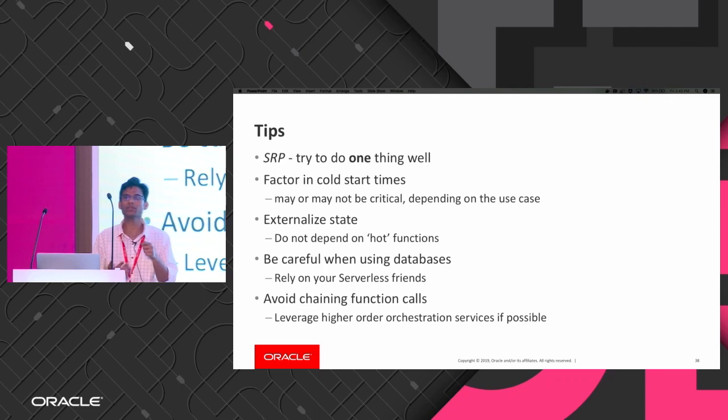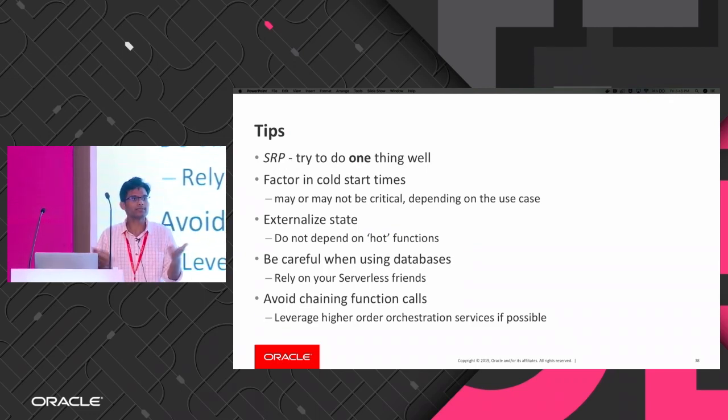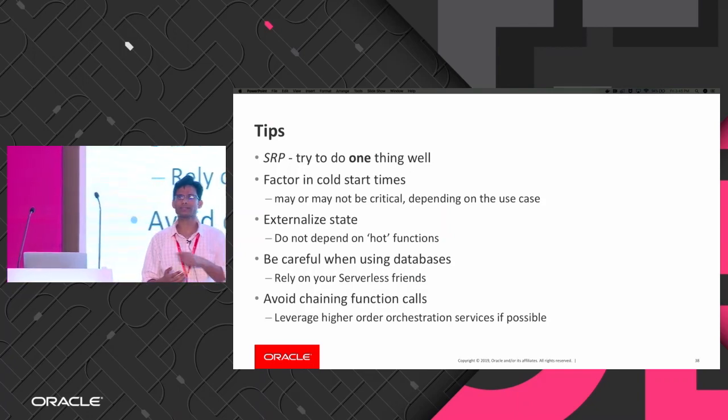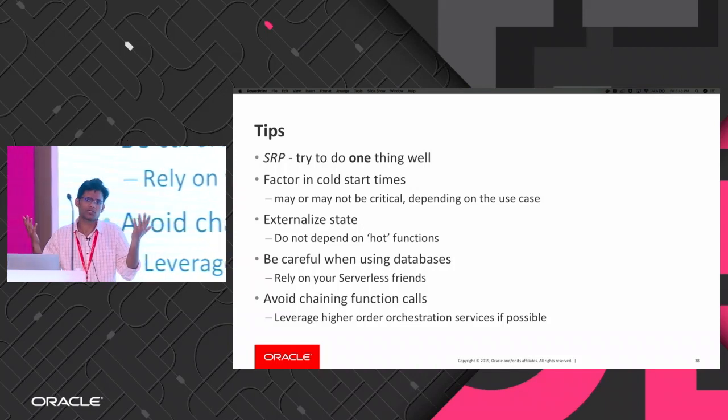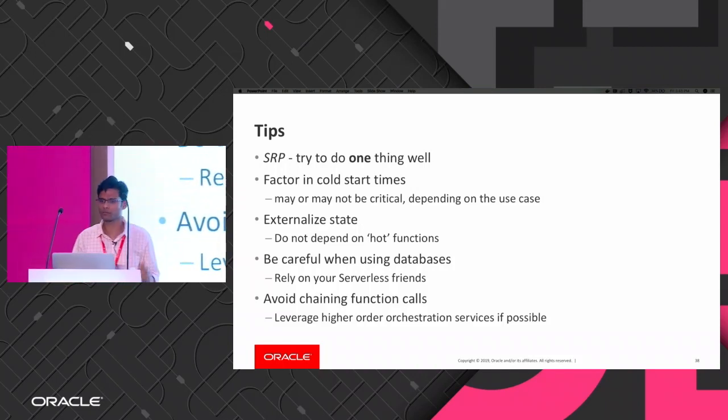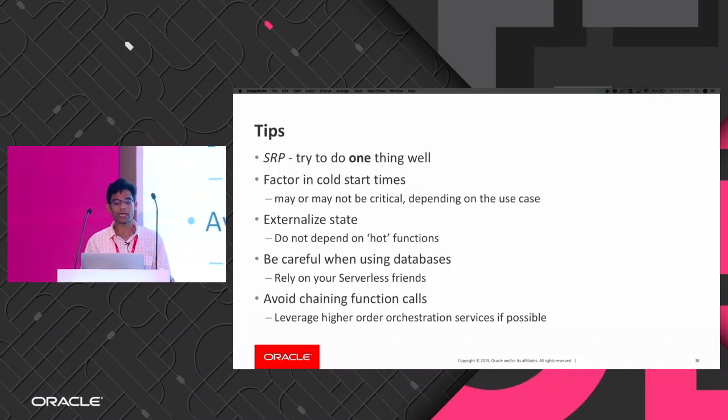So my recommendation is to use serverless services. You might have heard of Amazon Aurora Serverless. It's the serverless version of Aurora, which is an RDBMS service. Things like that, I'm just giving you an open example. So use those serverless services and avoid chaining function calls.